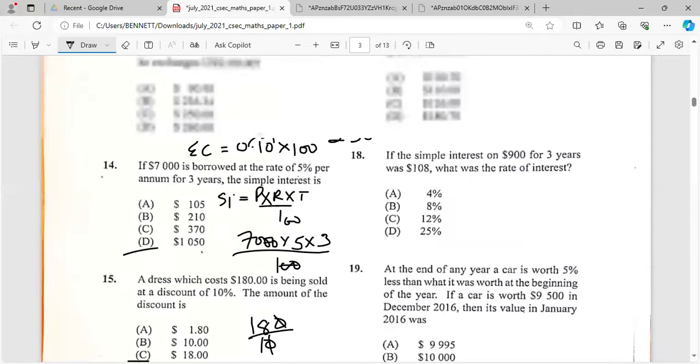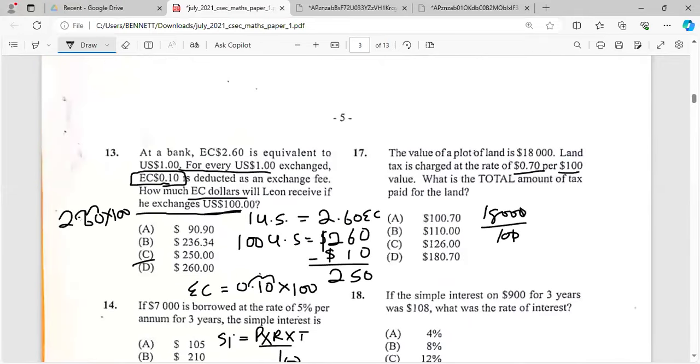Alright, so the next one says the value of a plot of land is $18,000. Land is charged at a rate of 70 cents per 100. So they gave us the rate per hundred. My approach is to convert this in terms of how many hundreds are in it, which works out to 180. And then I'll times it by the 70 cents. We can ignore the decimal point at first.